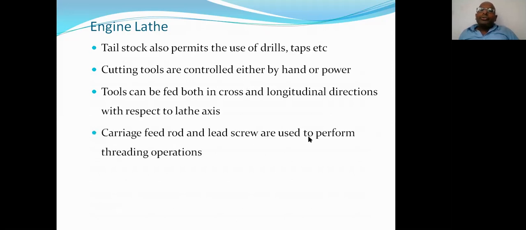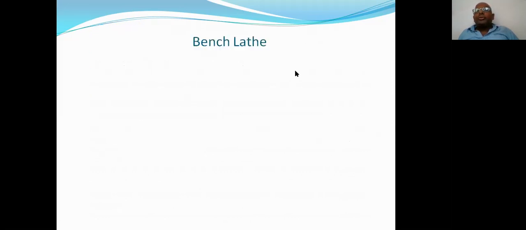Carriage, feed rod and lead screw are used to perform threading operations, as we just discussed. In order to provide automatic feed to the carriage, the feed rod and lead screw both have to be engaged. It requires some time for engaging or disengaging. For that purpose, for simple operations, this hand power is used.